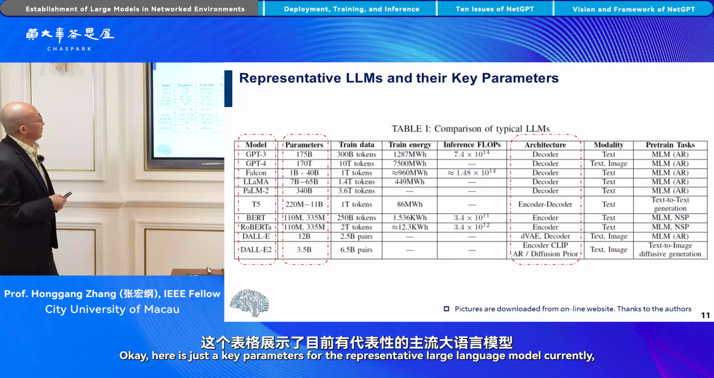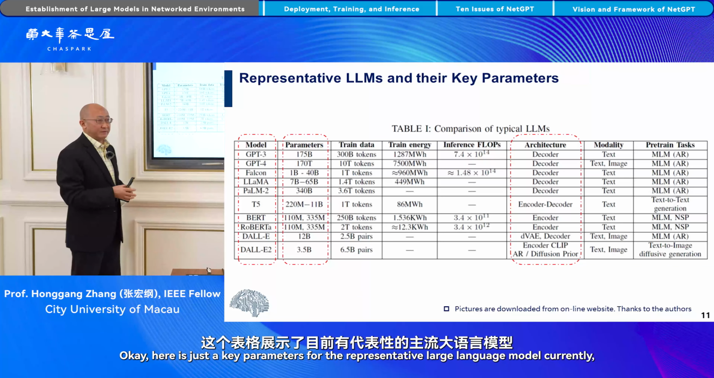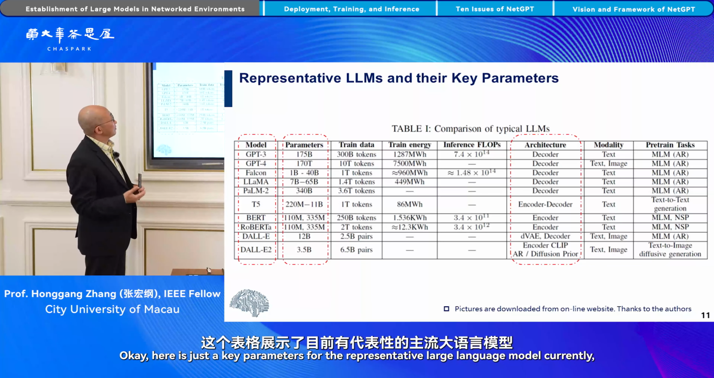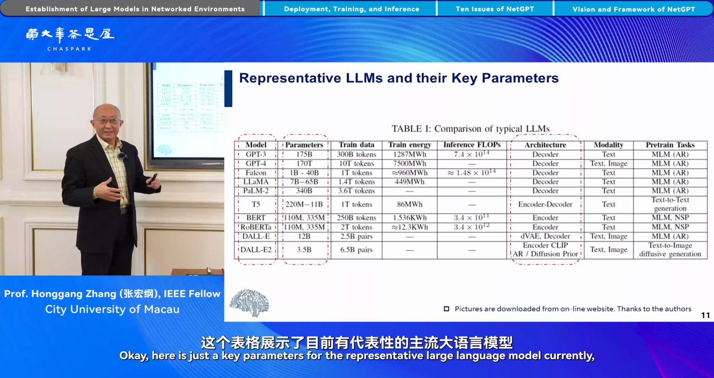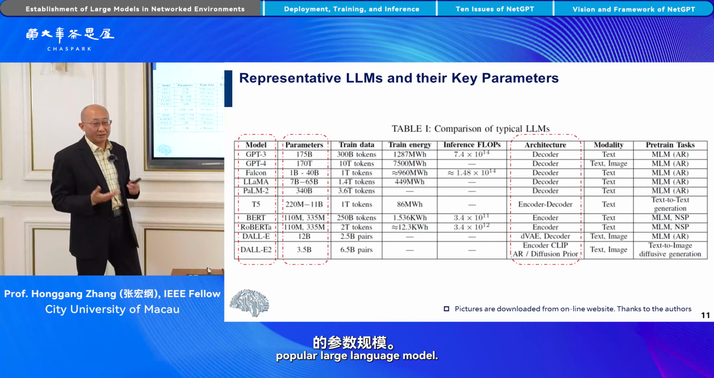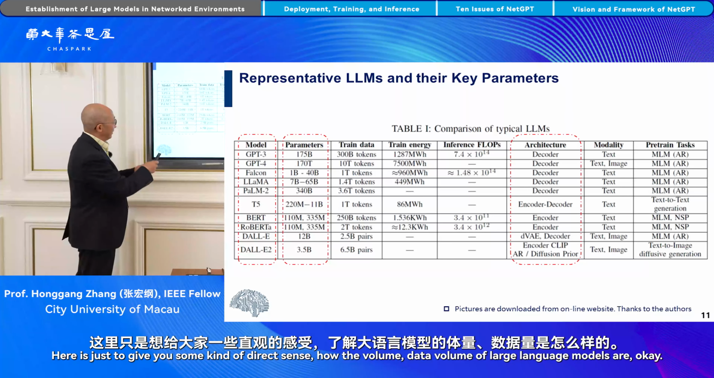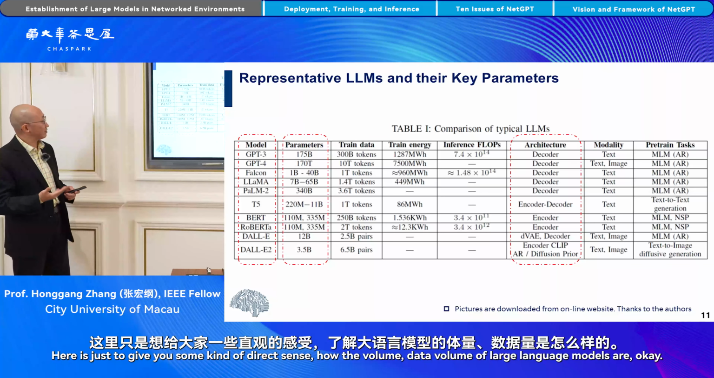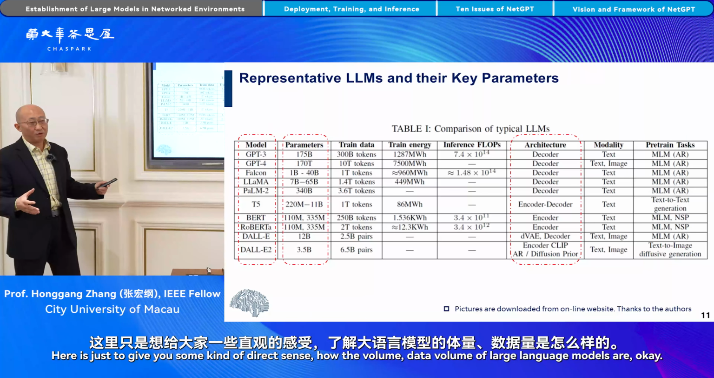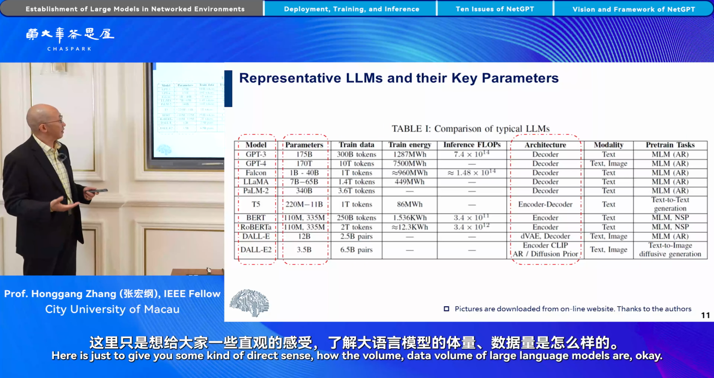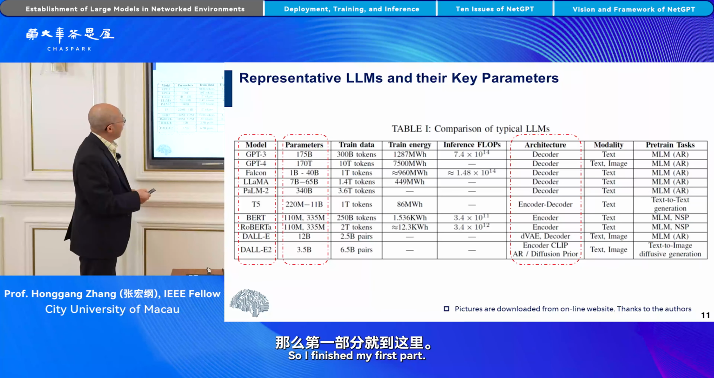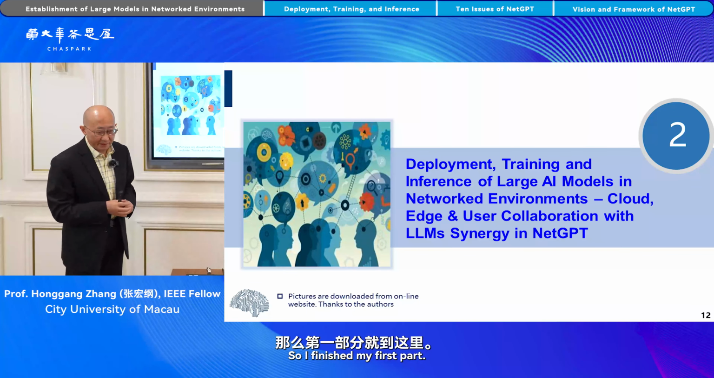Okay, here are just key parameters for representative, currently popular large language models. This is just to give you a direct sense of how large the data volume of large language models is. Okay. So I finished my first part.